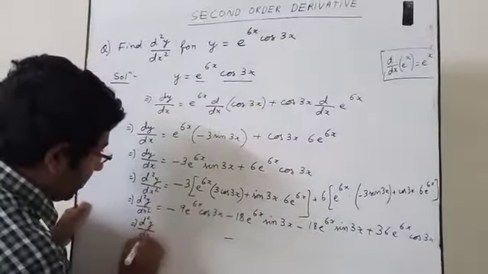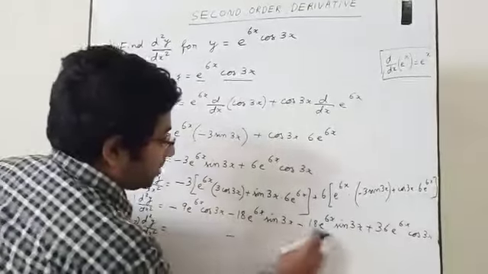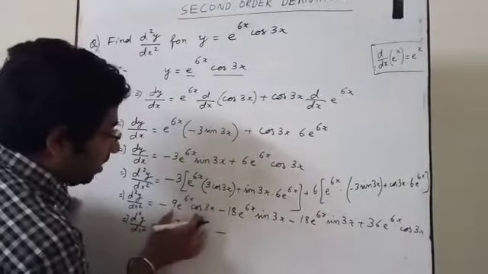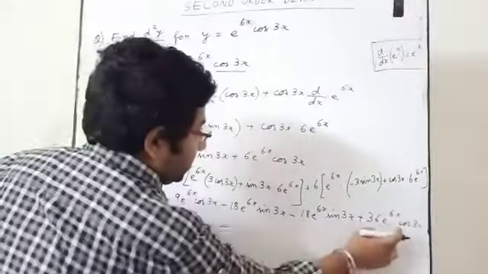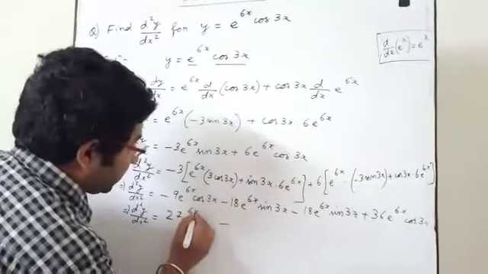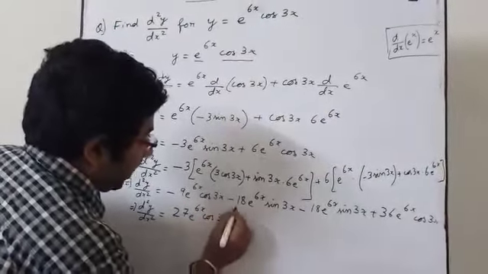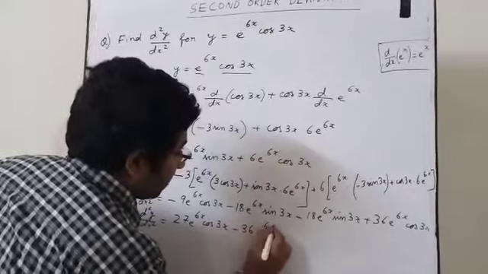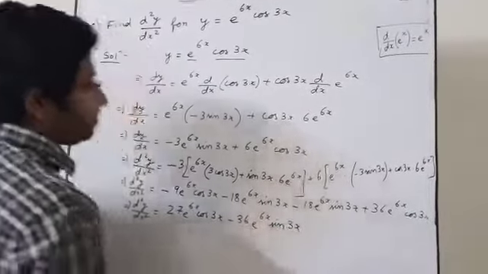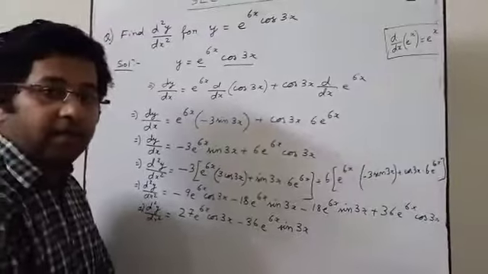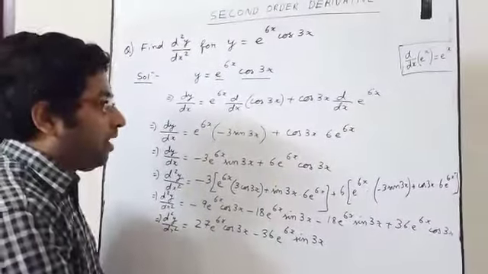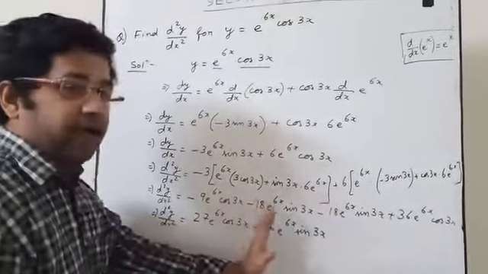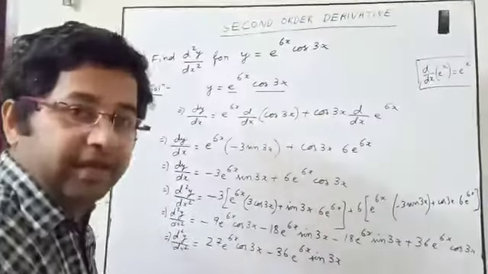So d2y by dx square, what did you get? Minus 9 e to the power 6x cos 3x plus 36, that means you got 27. Take the like terms: 27 e to the power 6x cos 3x, and minus 36 e to the power 6x sin 3x. So this is the second order. Just your calculation should be accurate, then you will get the answer. Is it clear or not?